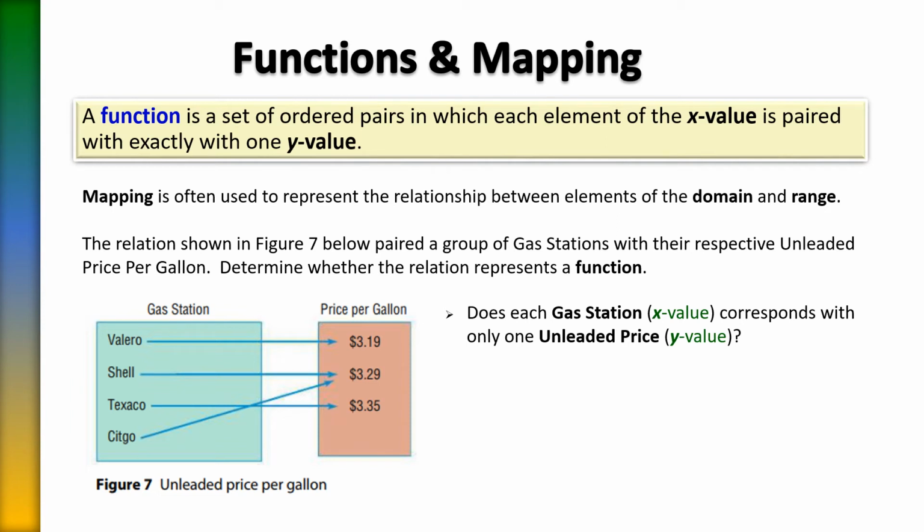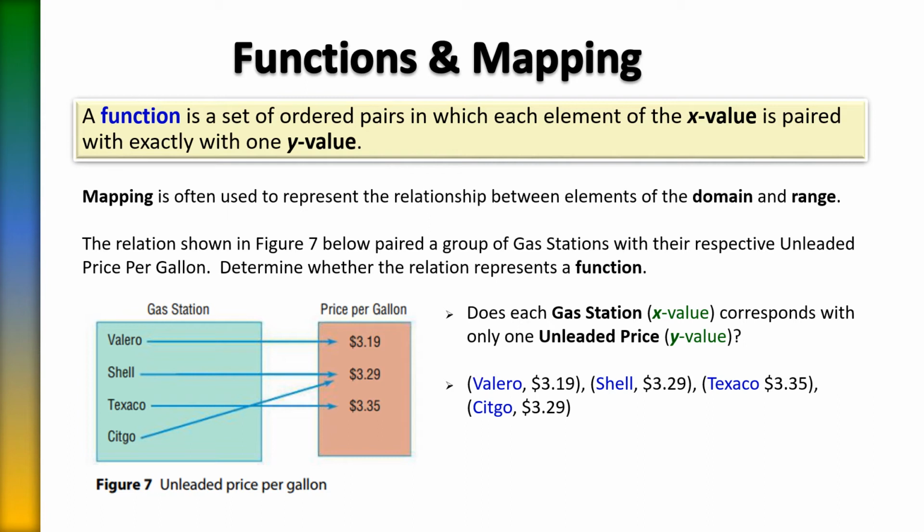So what we want to know is, does each gas station, our x values, correspond with exactly one of the y values in price? In other words, we're going to look at these ordered pairs. If we were to take these and write them as ordered pairs in parentheses, it's going to look like so. So notice we want to first direct our attention to whether it's a function or not.